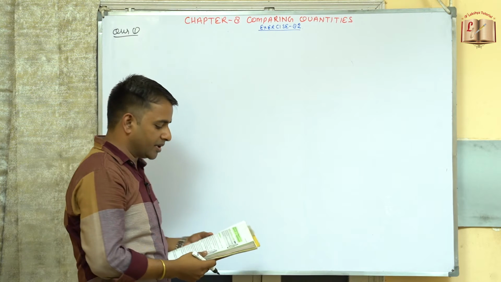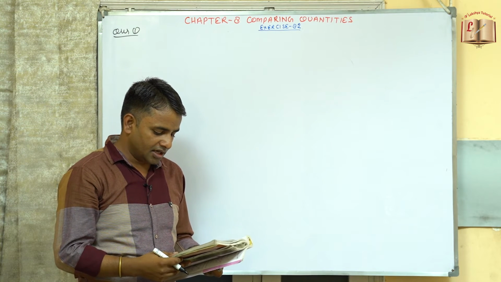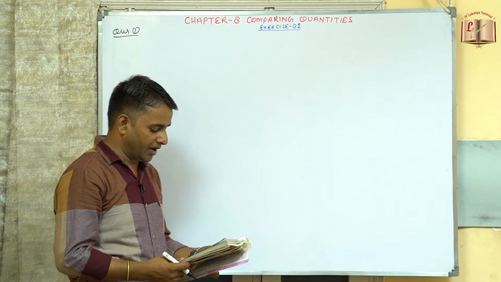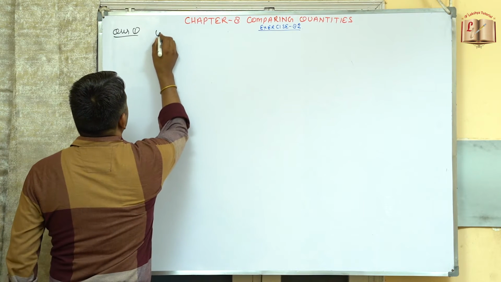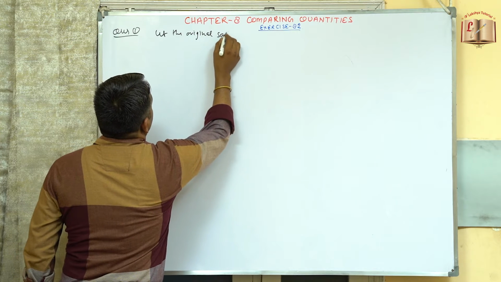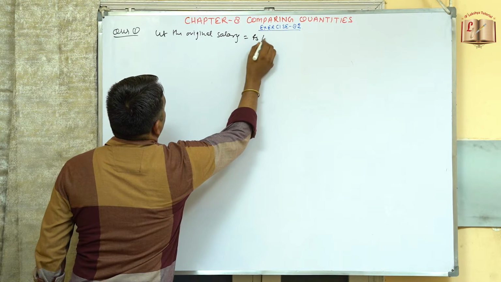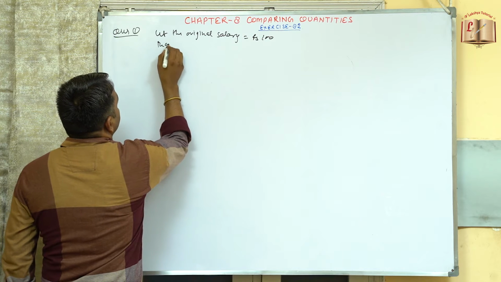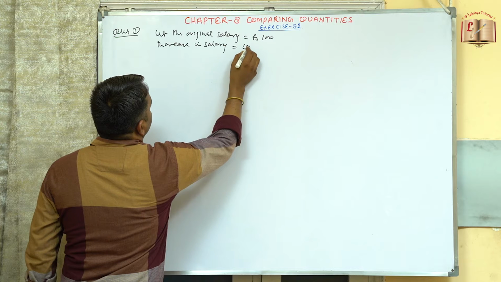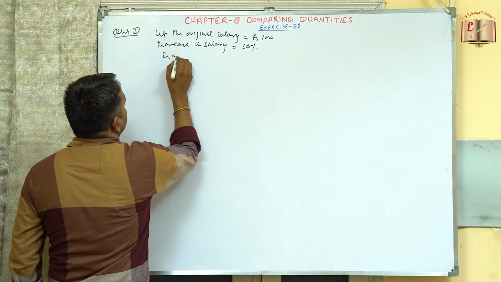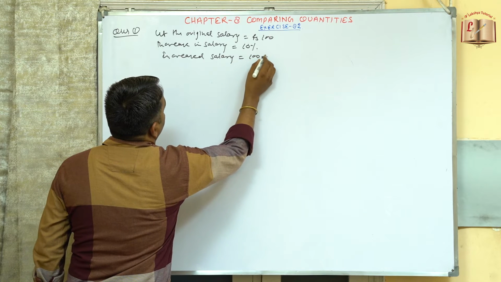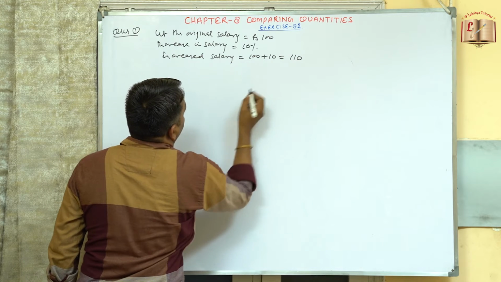A man got 10% increase in his salary. If his new salary is rupees 1,54,000, find his original salary. So let the original salary be equal to rupees 100. Now the increase in salary is given as 10%. So the increased salary will be equal to 100 plus 10, so this is 110 rupees.